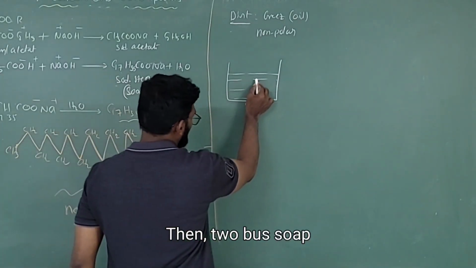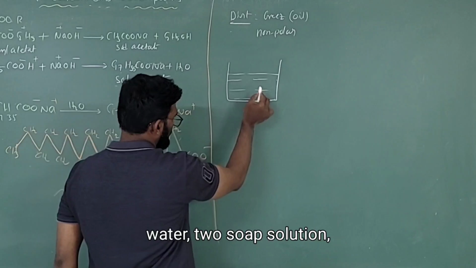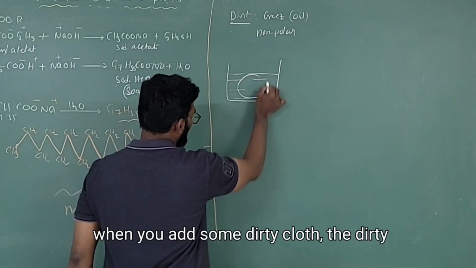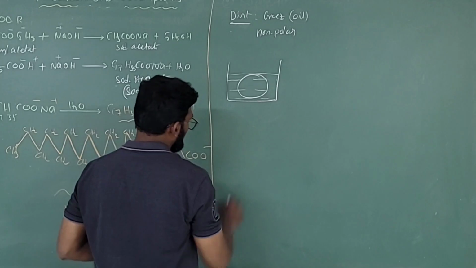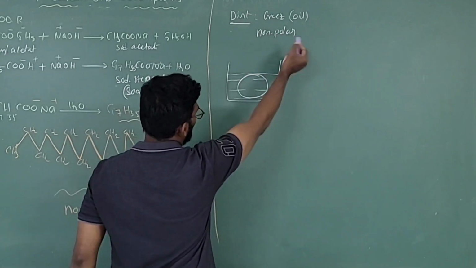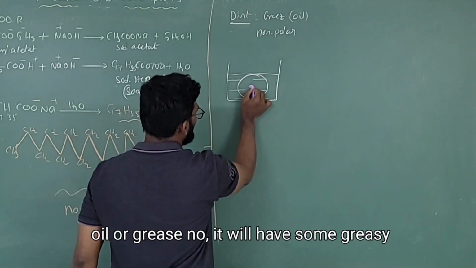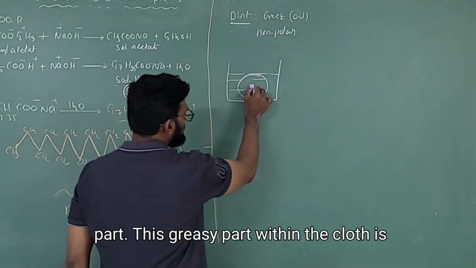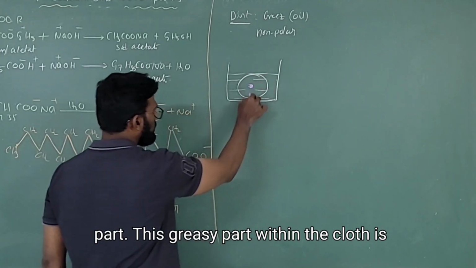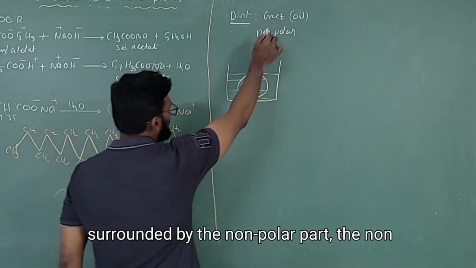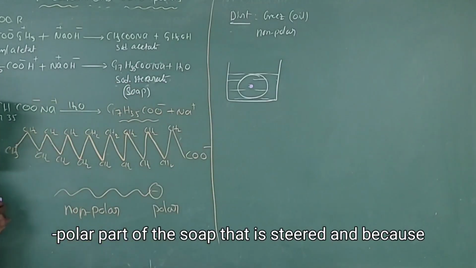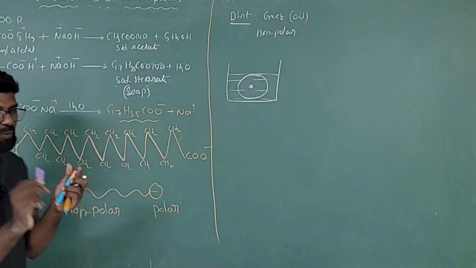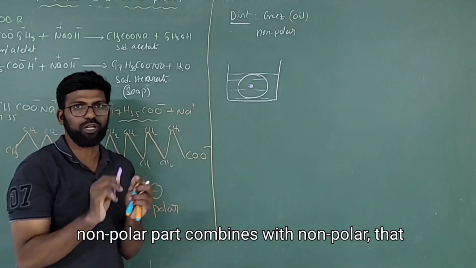When to this soap solution you add some dirty cloth, the dirty cloth will have some greasy part. Dirt is a form of oil or grease, no? It will have some greasy part. This greasy part within the cloth is surrounded by the non-polar part of the soap, that is stearate ion, because non-polar part combines with non-polar.